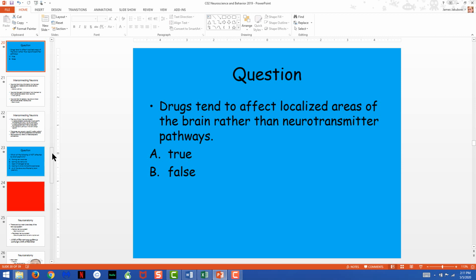And the answer there is absolutely false. Drugs tend to affect neurotransmitter pathways, not localized areas of the brain. This is actually a very common misconception. Say, for example, a person has anxiety and they take anti-anxiety medication. The pill goes into their stomach, gets dissolved, and gets into the blood supply. As the drug washes around the blood supply, it's not going to do anything out there.